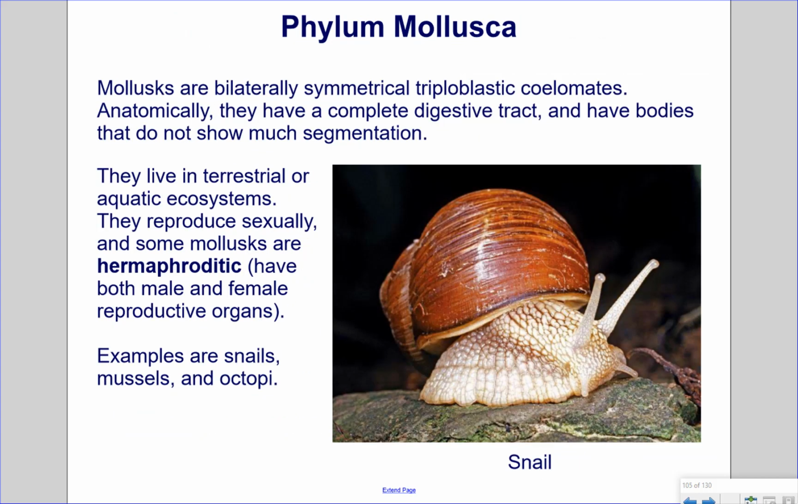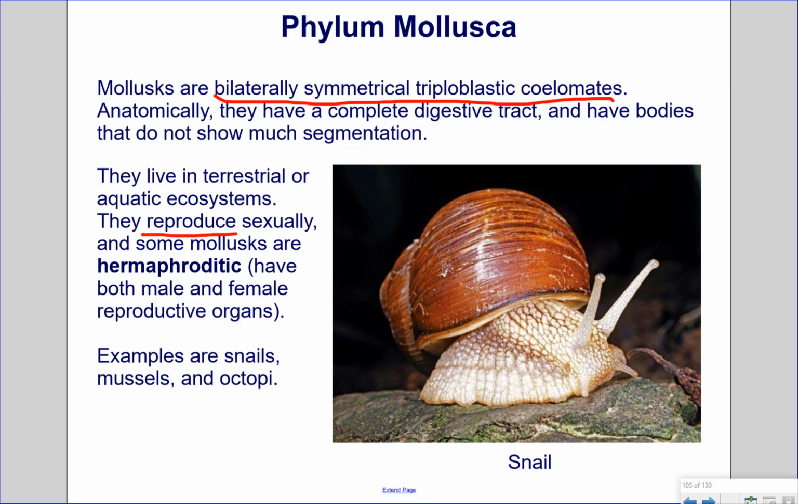Phylum Mollusca. Mollusks are bilaterally symmetrical triploblastic coelomates. Anatomically, they have a complete digestive tract and have bodies that do not show much segmentation. They live in terrestrial or aquatic ecosystems.